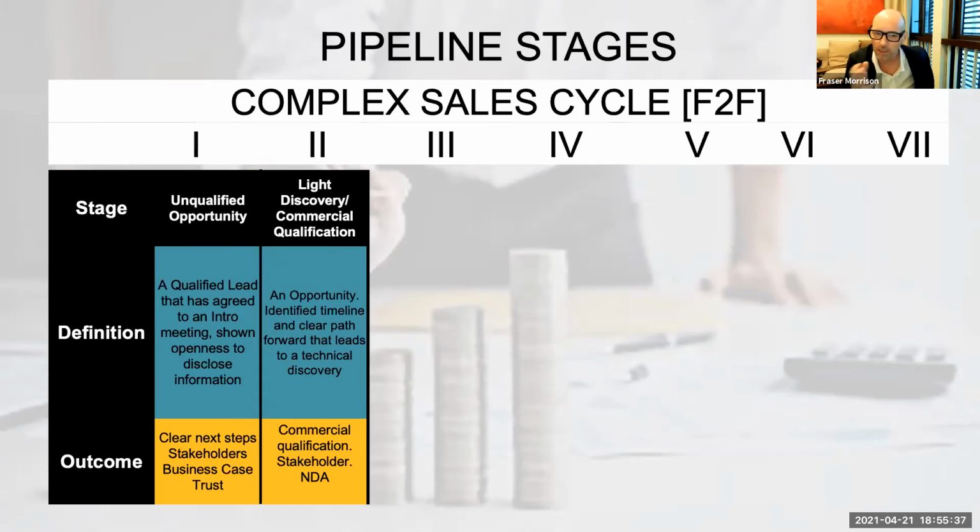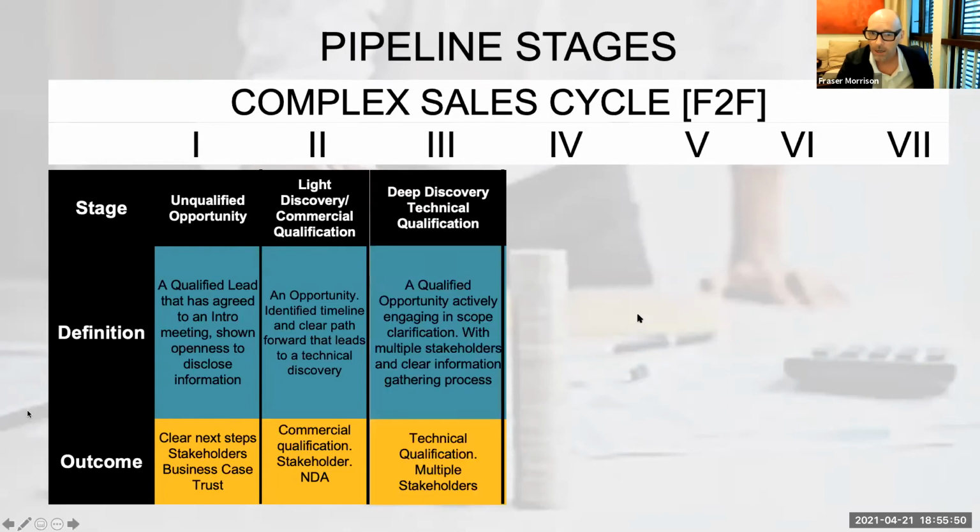So you have a light discovery, which is that commercial qualification. Go or no-go decisions are made here, which often doesn't happen the right way. Often the go/no-go decision gets made at stage 4, but it shouldn't be made a lot earlier. In leaving it late, it ends up costing the business a lot of money.